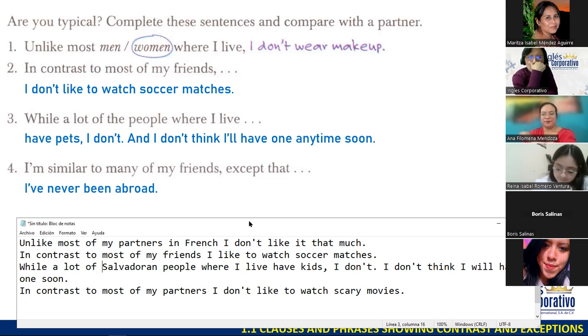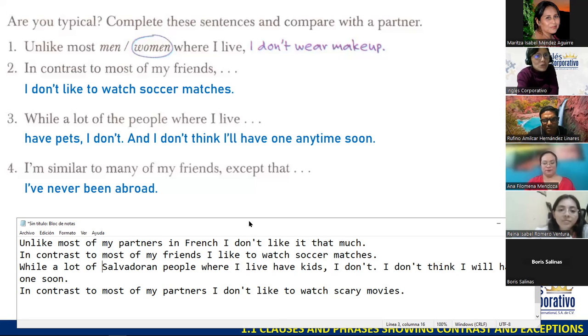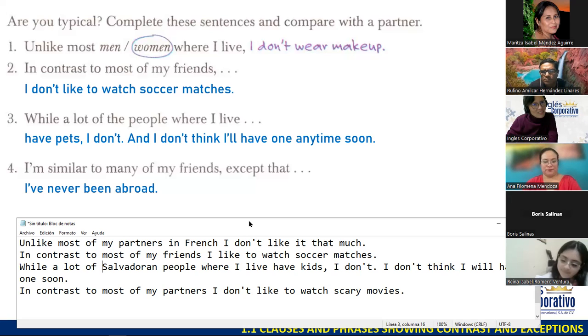Fíjense que si nos fijamos en esa estructura, cuando usamos while, en la misma cláusula ahí va la situación, ya se fijaron. Pero en las otras, lo podemos dejar en la siguiente cláusula. Unlike most women where I live, I don't wear makeup. Va en la siguiente, va, digamos, lo que estamos exponiendo, la situación o el contraste, ¿verdad? In contrast to most of my friends, I don't like to watch soccer matches, ¿verdad? La situación va en la segunda cláusula. The same happens with this one.